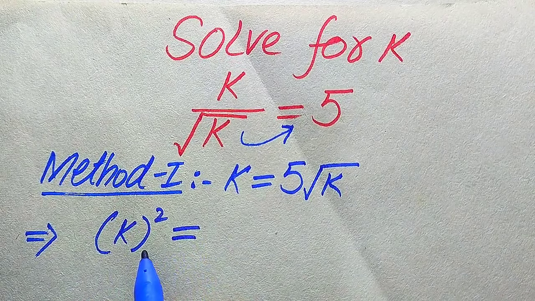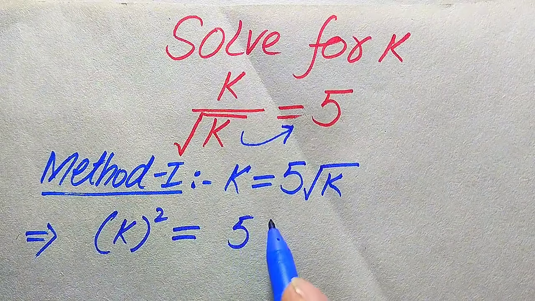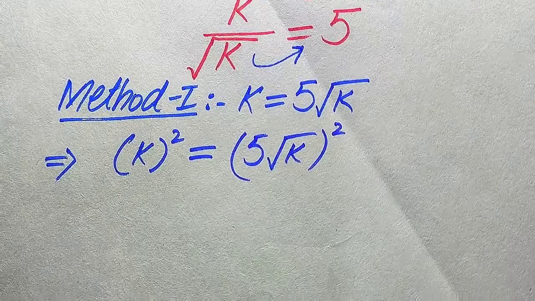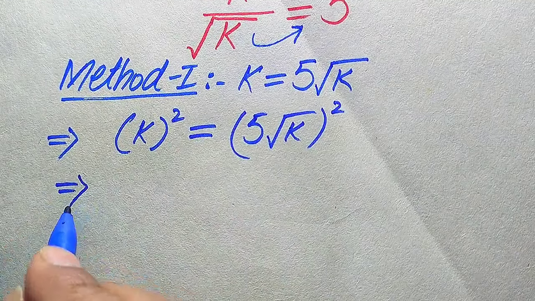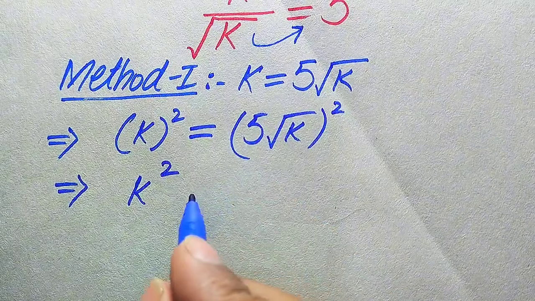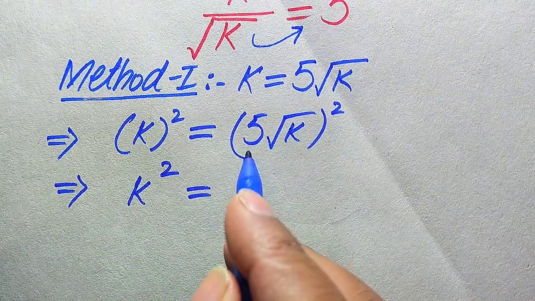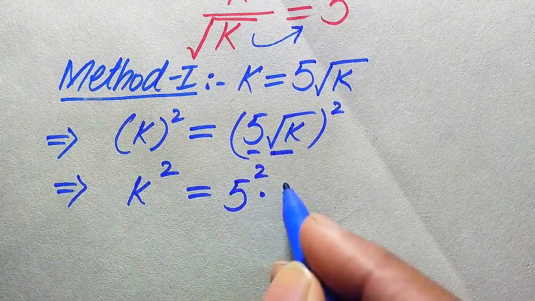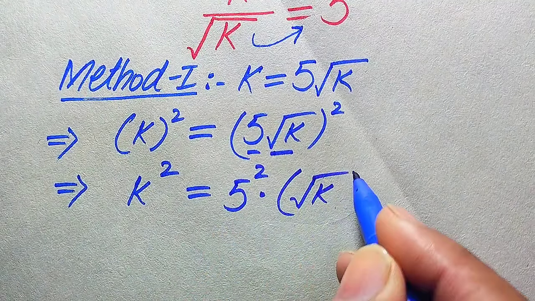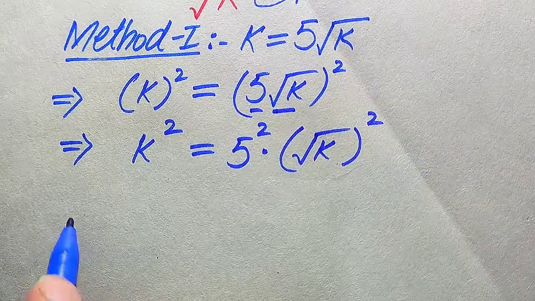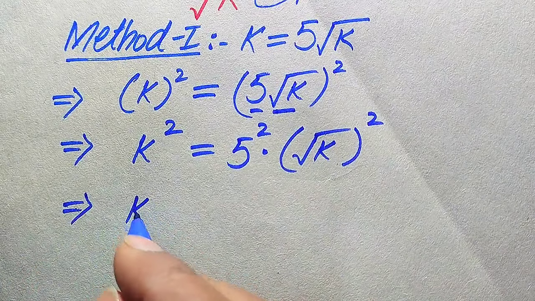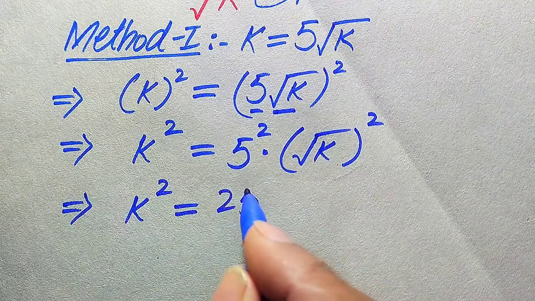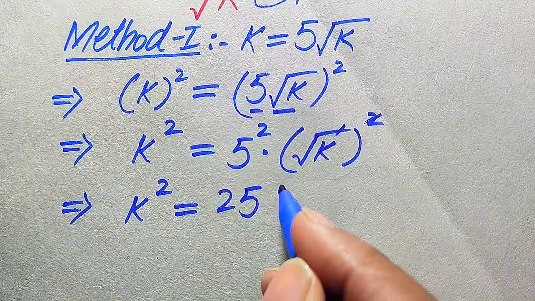When we apply squaring, it will be written as k squared equals 5 times the square root of k, and its whole square. Now in the next step we need more simplification, and this becomes k squared equals, where we apply the square separately on both of these values: 5 squared multiplied by the square root of k and its whole square. Now we have k squared equals 5 squared, and 5 squared becomes 25, and the square and square root are gone, and we get here k only.